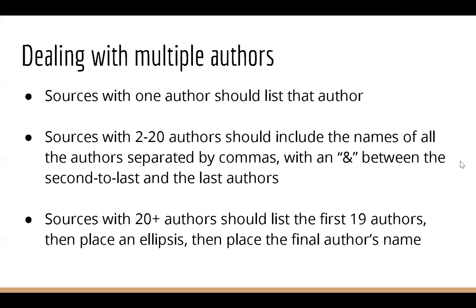Dealing with authors can be tricky with APA style, but there's some general rules for you to follow. If you have one author for a source, that's the only author that you're going to need to list. If you have between 2 and 20 authors, you should include the names of all the authors separated by commas with an ampersand between the second to last and the last authors. For sources with more than 20 authors, you'll list the first 19 authors, then you'll put an ellipsis, and then you'll place the final author's name.